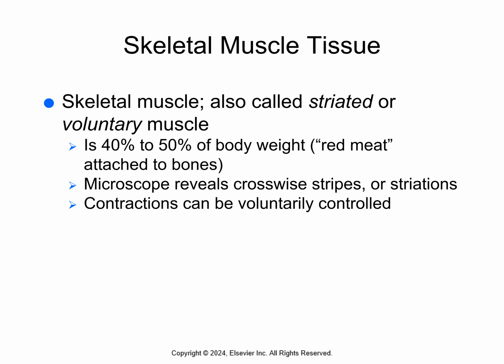All skeletal muscle is voluntary. It is 40% to 50% of your body weight. It's the red meat that attaches to bone. It's that protein you see in your meat. That's the muscle. A microscope reveals crosswise stripes, or striations. Contractions can be voluntarily controlled. This is why if I want to move my arm, I let my brain know, and my brain will tell my nerves to move.